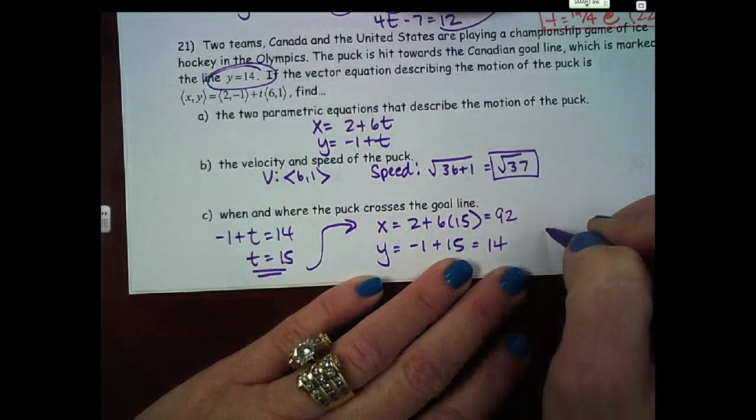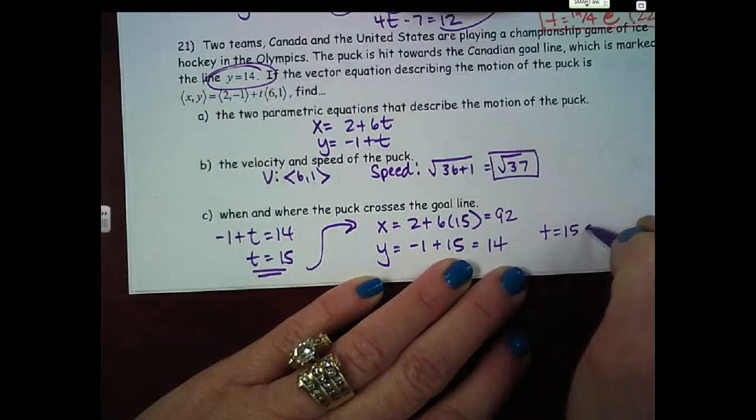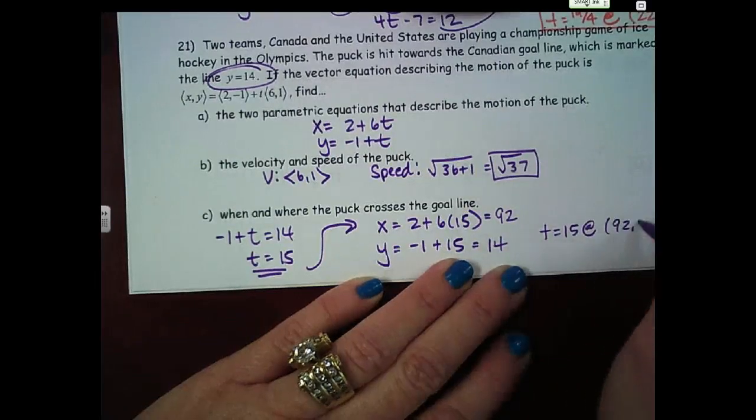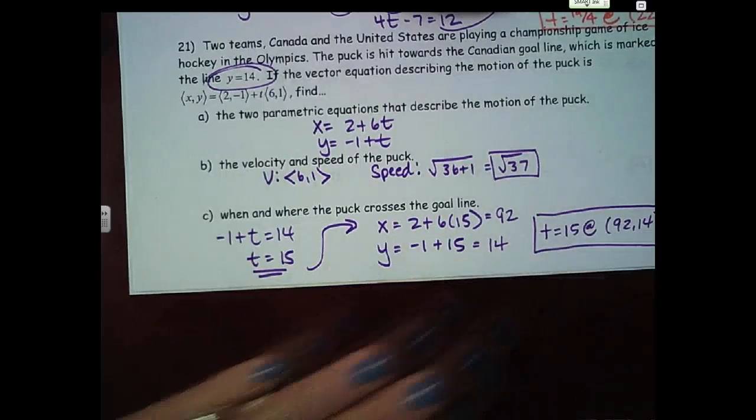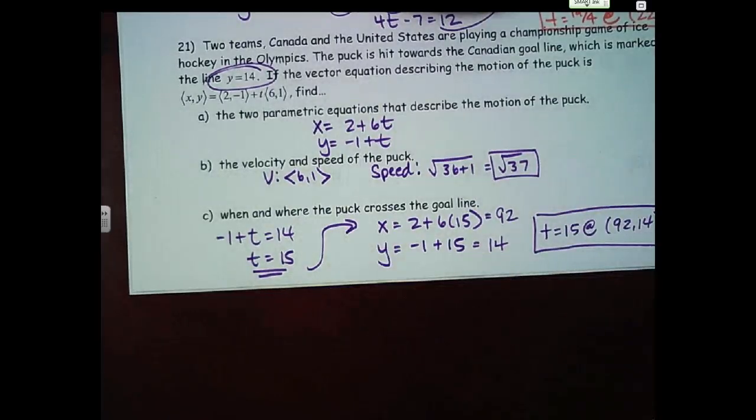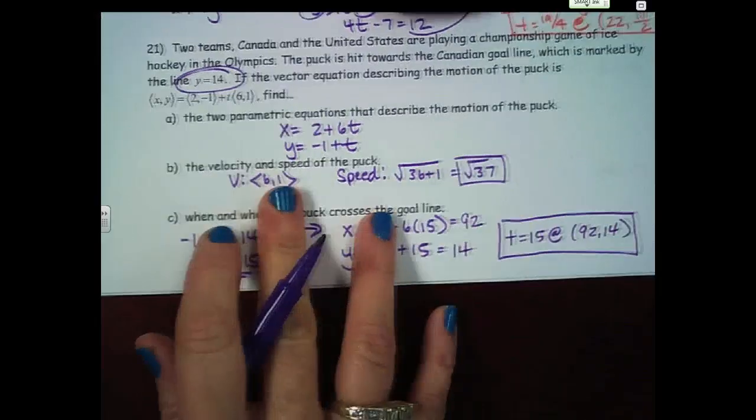So your answer then is t equals 15 at (92, 14). I'm going to look for your answers in that form. I've done it in that form all day yesterday and all day today. So when I'm asking for when and where, that's what it should look like.